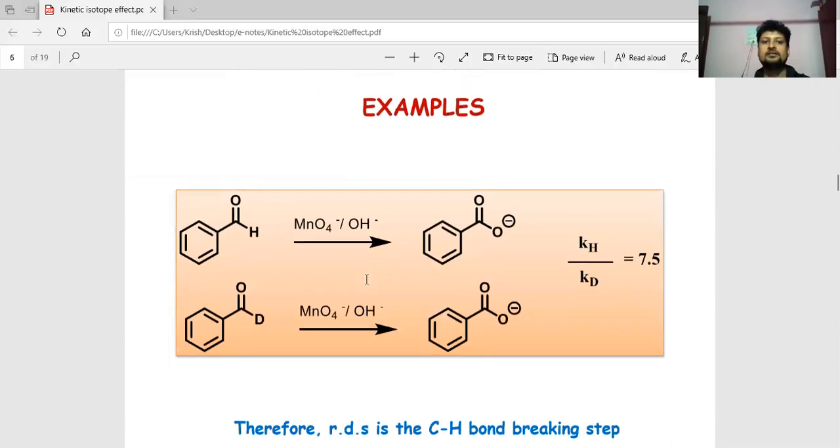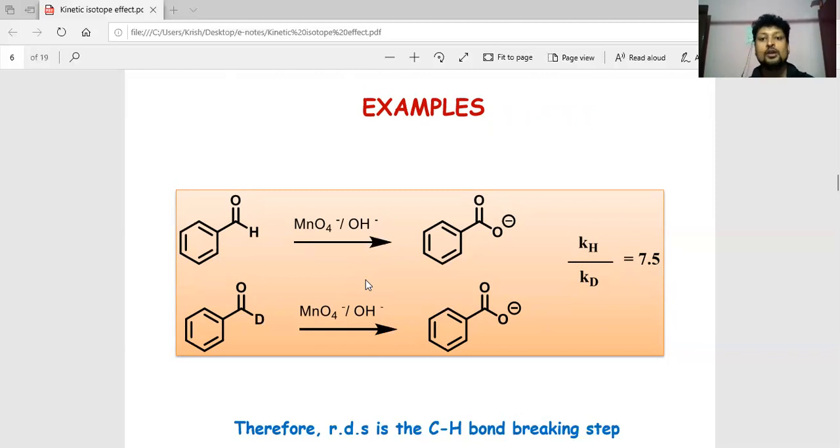Coming to the example, here we have taken benzaldehyde and oxidized it with permanganate in alkaline medium, and we all know we will get benzoic acid. Now in the next reaction, we have replaced that aldehyde hydrogen by a deuterium and repeated the same reaction. We have to justify whether that particular bond has been broken in the RDS or not.